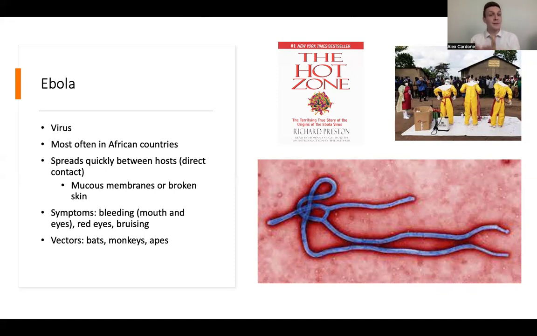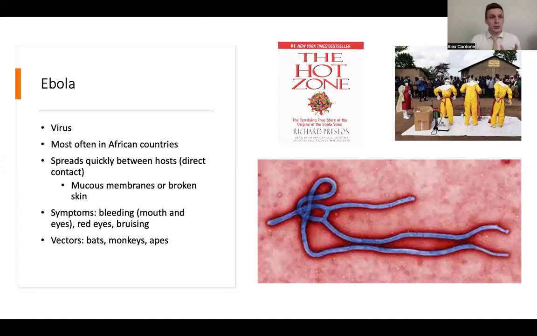So Ebola is a virus. Most often it's found in African countries, mostly because of the common vectors being bats, monkeys, and apes. That's just the common source where you find it, and it's a common breeding ground for Ebola whenever you hear about it in the news as well.